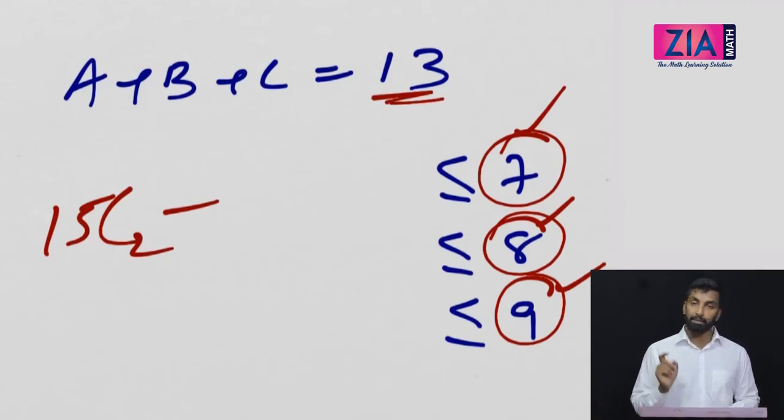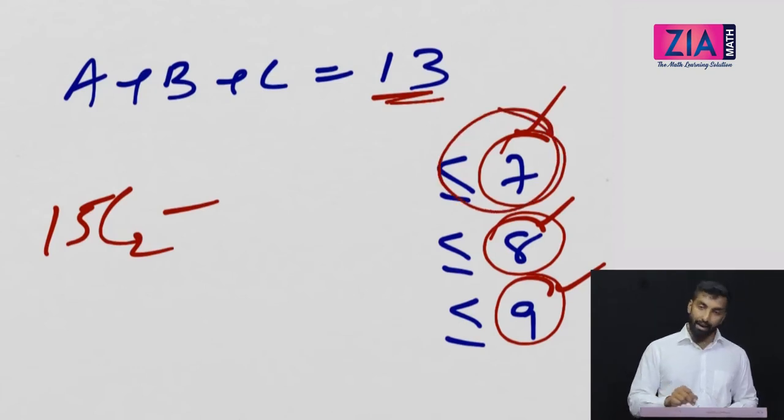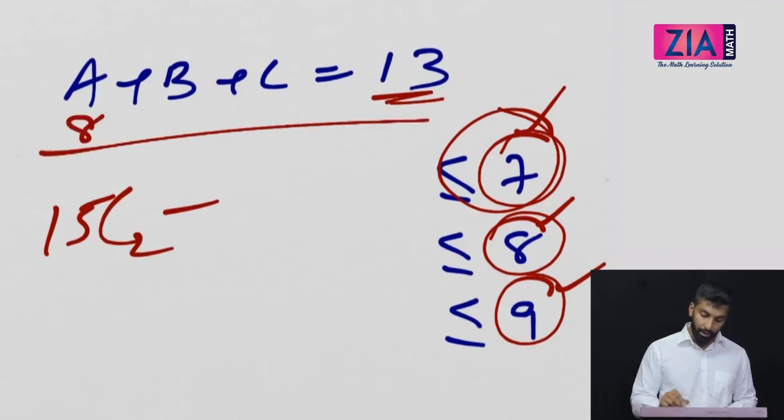How many ways can you distribute 13 chocolates to 3 people such that A should not get more than 7, B should not get more than 8, C should not get more than 9? So what you need to do is see how many ways A violates. Give more than 7 to A, that means give 8 to A. How much is left out? 5 is left out. That you will distribute in the normal way, right?